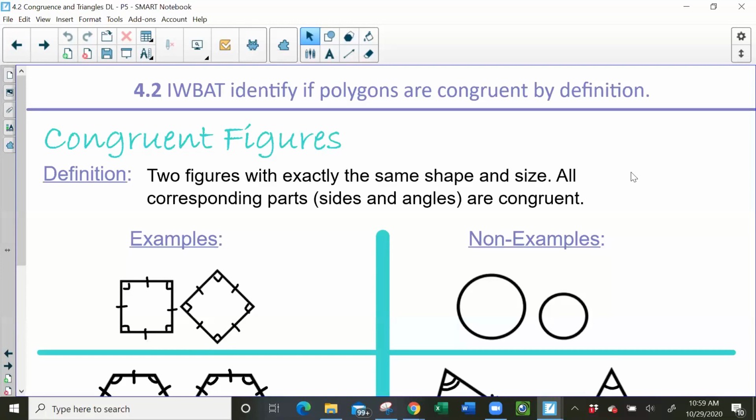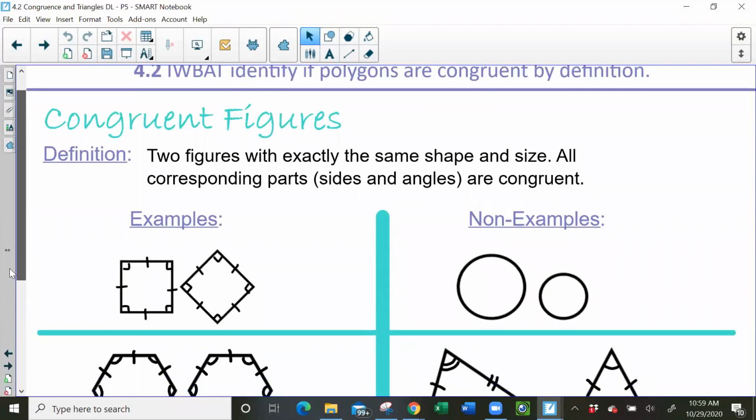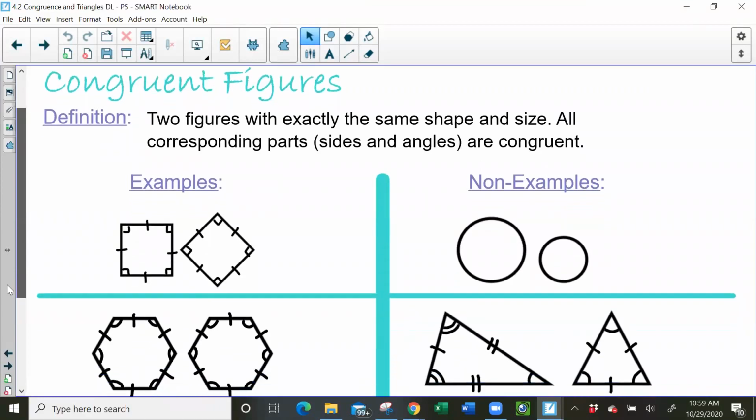So write that definition down, and then I have 4 examples and 4 non-examples that you can put in your notes. So I'll give you a minute to write that down and take down the first. Actually, I'll scroll down a little bit so you can get the first 2 examples maybe. There you go.